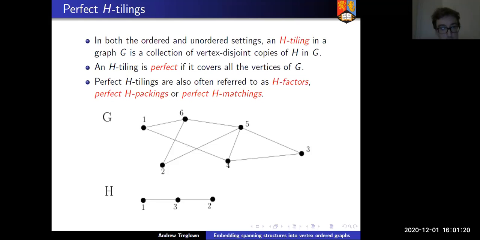So let's just have our baby example again. Now I've got H being our path of length 2, and the pattern is smallest, largest, medium. The green and red edges together give us a perfect H-tiling because they cover every single vertex, they're disjoint, and each of these paths follows the right pattern, smallest to largest, with the middle value in the middle of the path. Okay, so that's an example of a perfect H-tiling. Are there any questions at this stage from anyone? Okay, great.